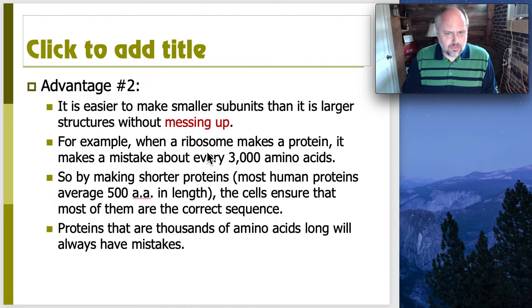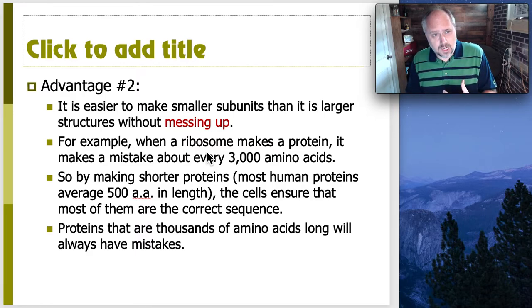For Advantage 2, this is sort of related to that first one. Here we're talking about if we make things out of smaller subunits, then that means that what we're making is smaller. And it tends to make sense that if we make smaller stuff, then it is less likely that we will mess up.